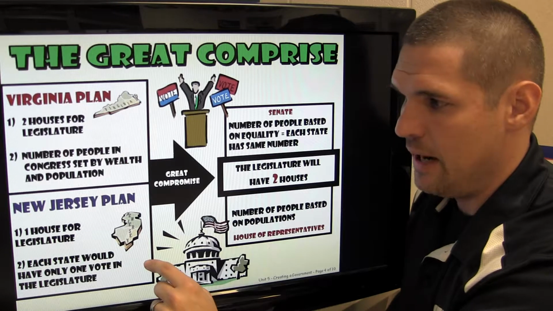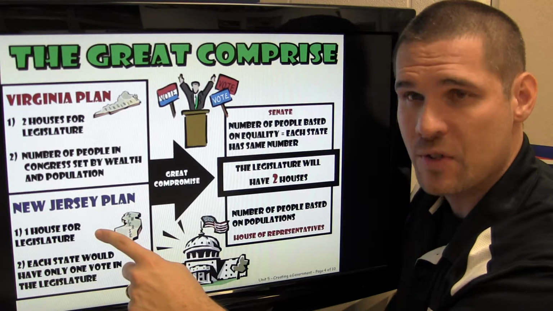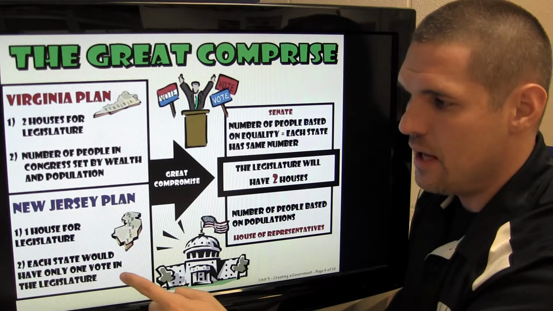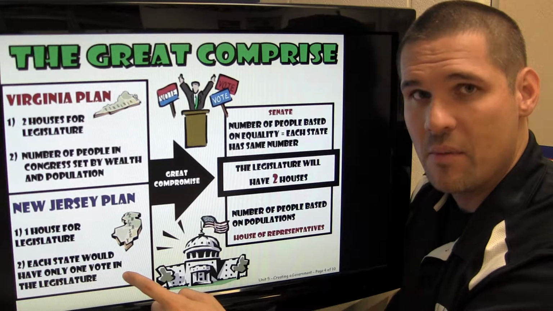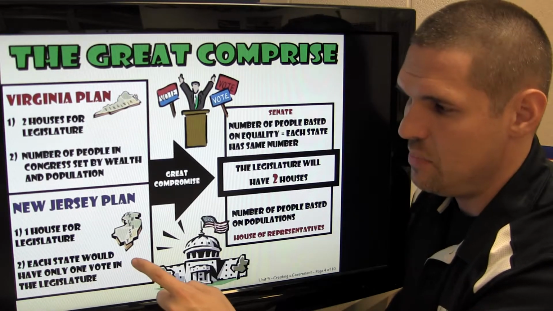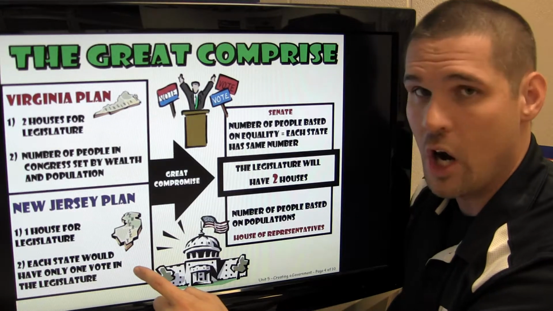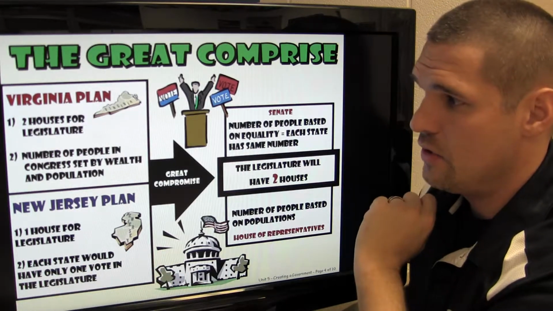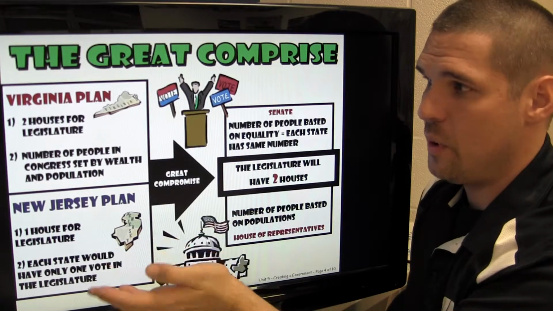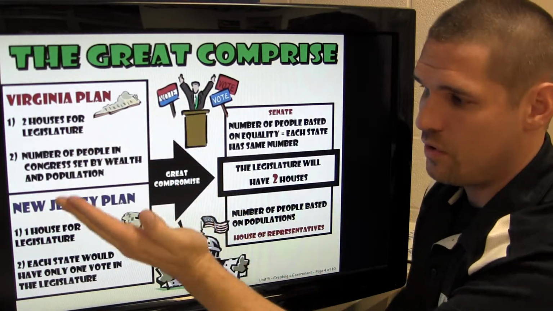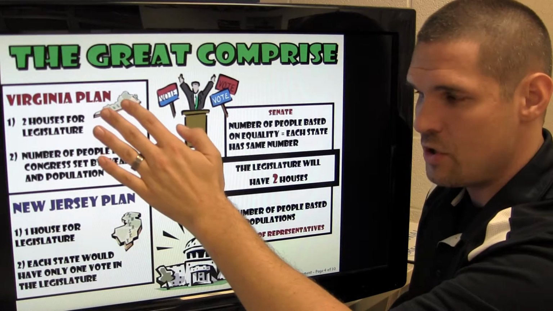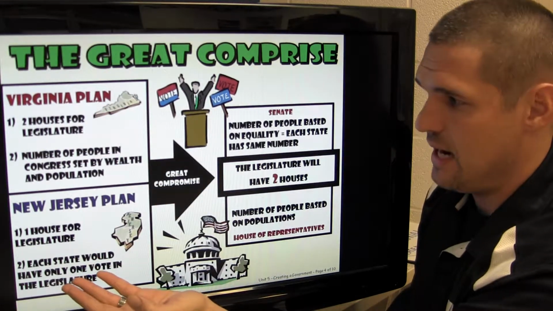The New Jersey plan is going to call for a one-house legislature, and its representatives are going to be based on equal representation, meaning each state is going to have 2 representatives regardless of the size. So we're at an impasse here. Do we go with population or do we go with equal? Is it proportional representation, equal representation?